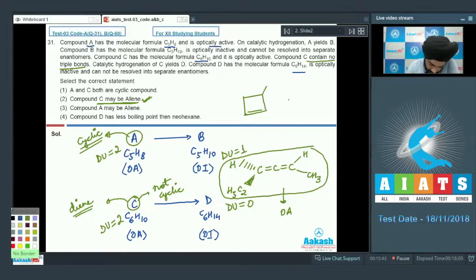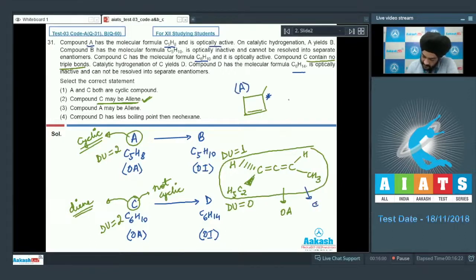Okay. So if you look at this structure, it has one chiral carbon, and species having one chiral carbon are always optically active. So this can be the structure A, and this can be the structure C. Let us look at the options now. A and C are both cyclic compounds. This statement is incorrect. A is cyclic, whereas C is not cyclic.